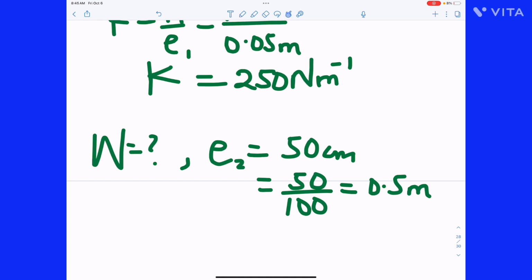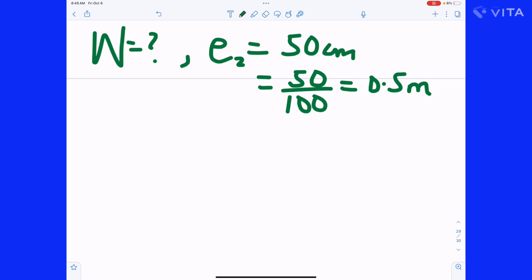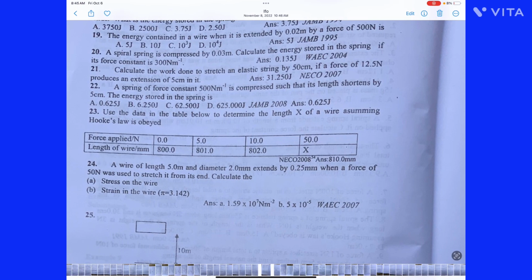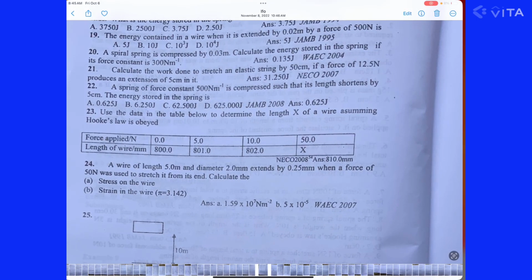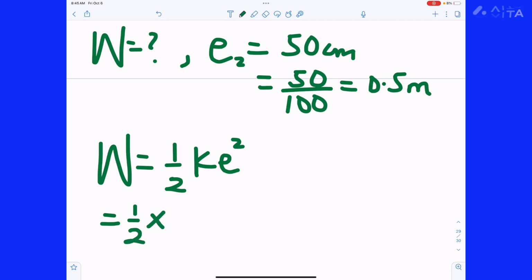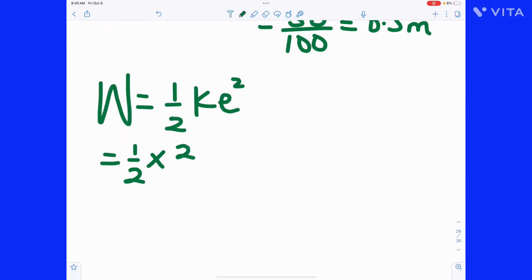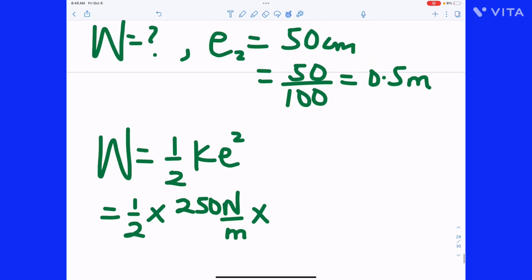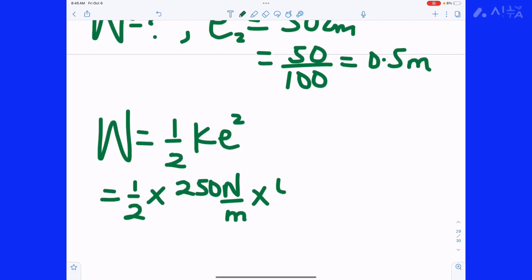So I want the work done when the string is extended by 50 centimeters. The work done is half ke squared. I already know the value of k, which is 250 newtons per meter. So my work done is half times 250 newtons per meter times 0.5 meters times 0.5 meters. What does that give me?